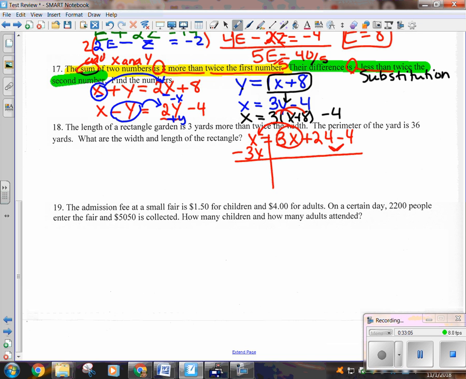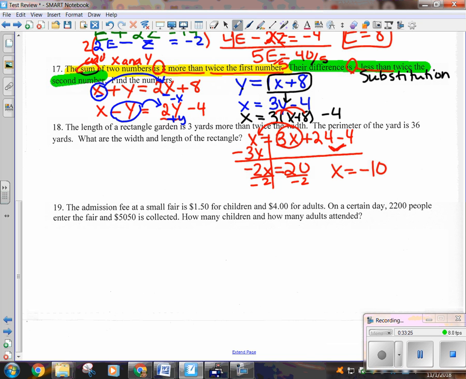These two numbers are already just numbers. They're already on the same side. So 24 minus 4 is 20. x minus 3x is negative 2x. So by the time I divide by negative 2, I'm getting an x answer of negative 10. Negative 10. So it's possible to have a negative number.